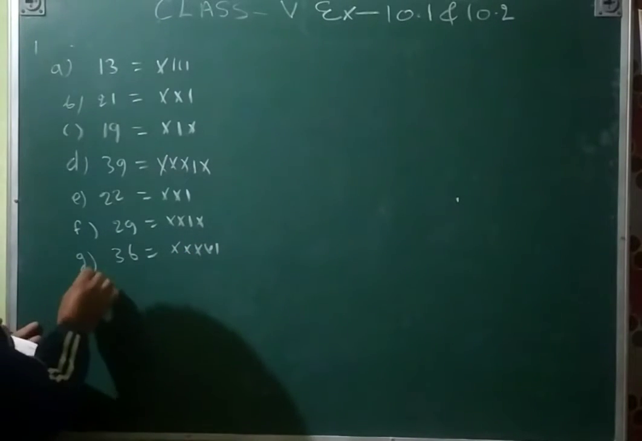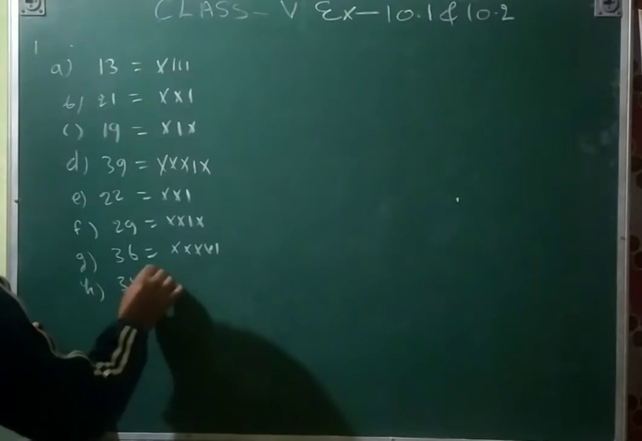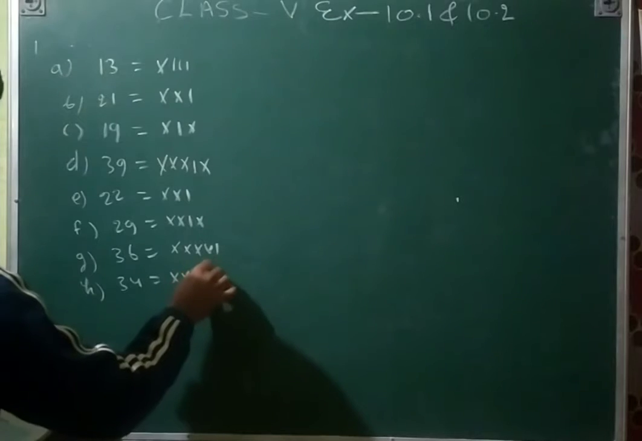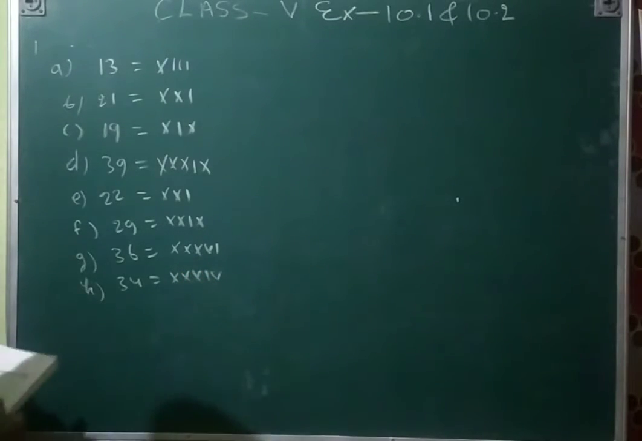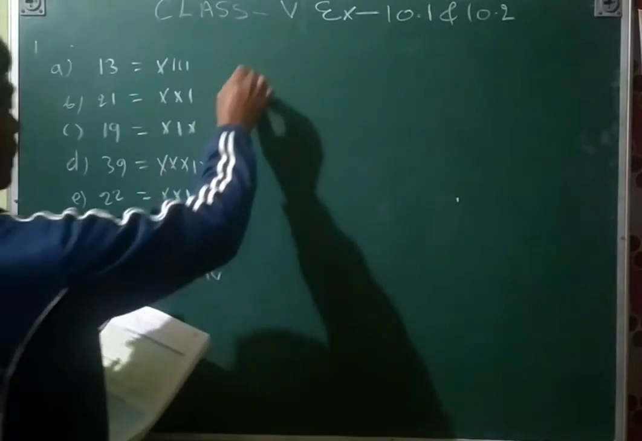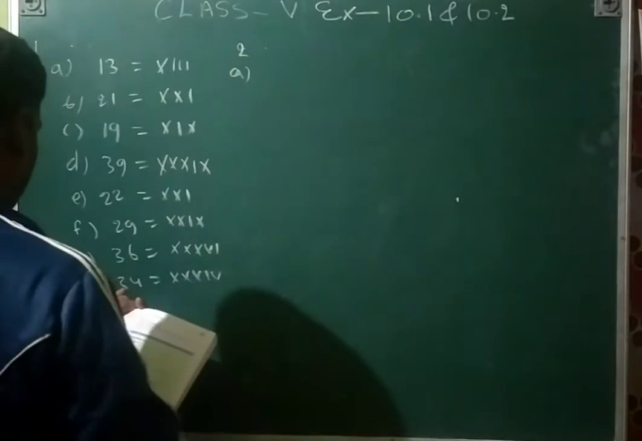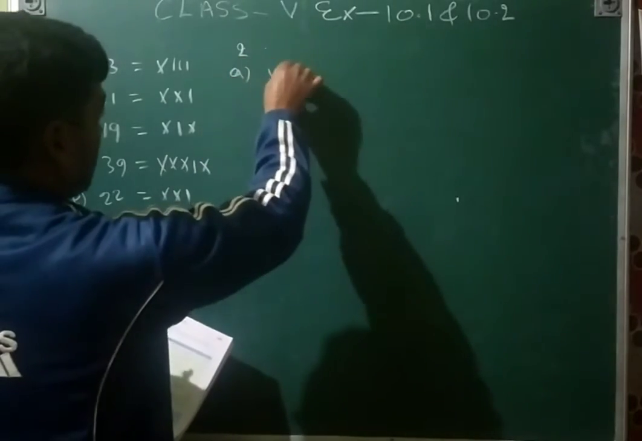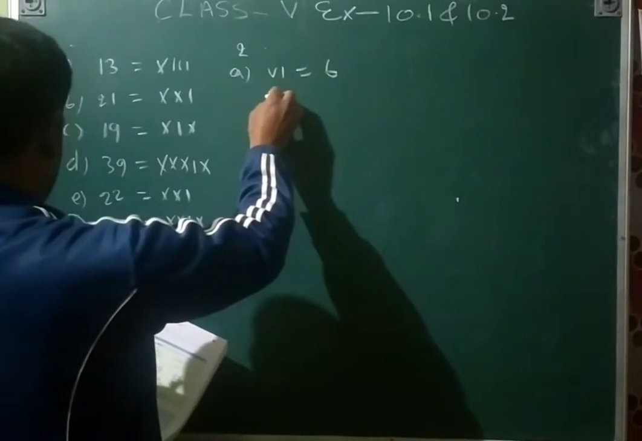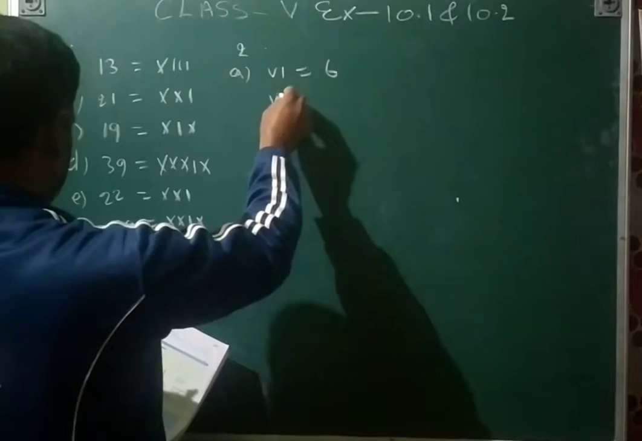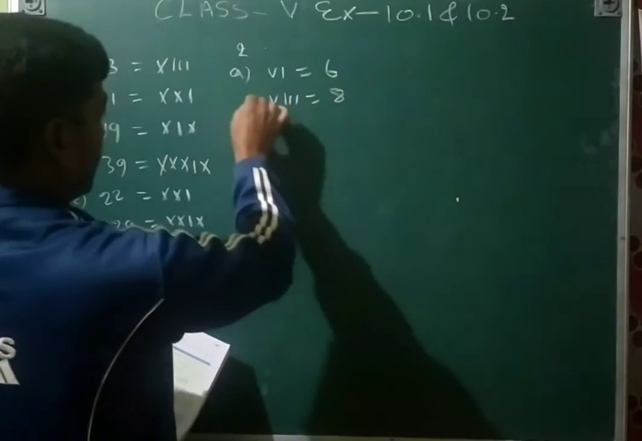H part, 34, that is 10, 10, 10 and then 1 minus 5, 4. Similarly, question number 2A. Now we will write in Hindu Arabic numbers. So that is 6. Then VI means 6. VII means 5, 6, 7, 8, that is 8.